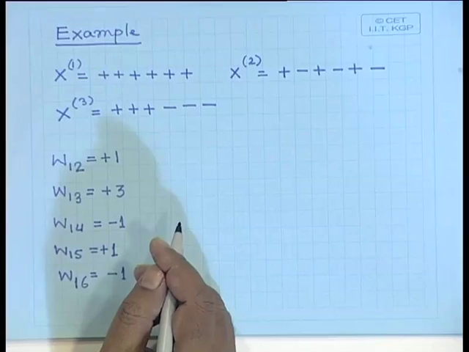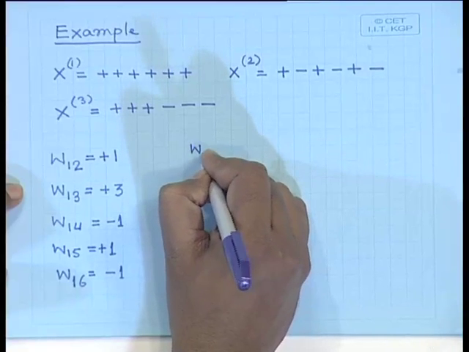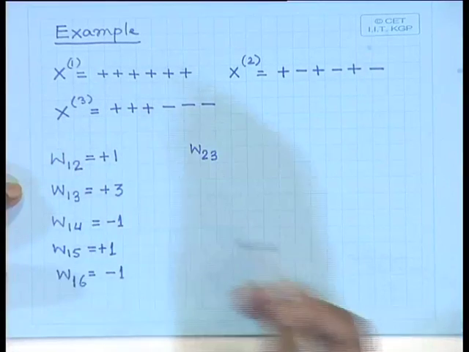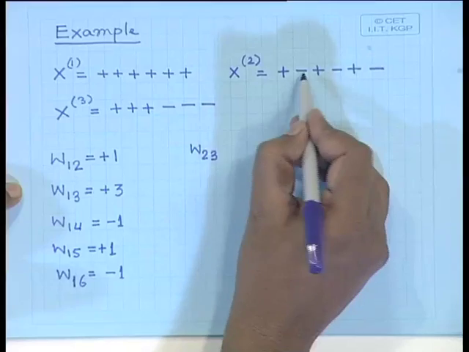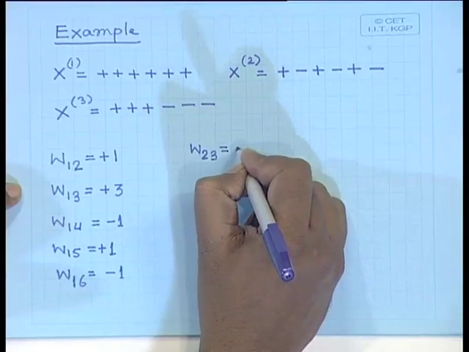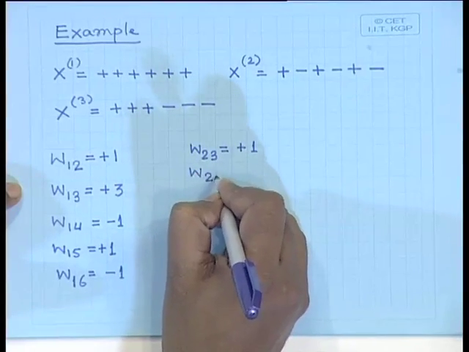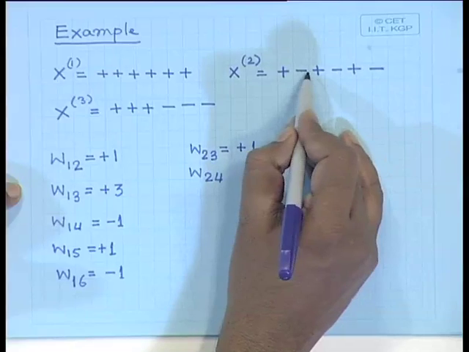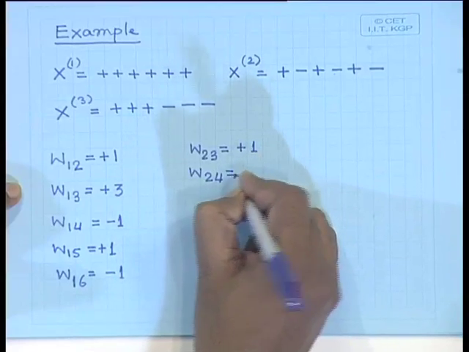So, likewise, you will find that I have to compute W23. I won't compute W21 because W21 is same as W12. W22 is equal to 0. So, I have to compute W23. So, second and third. Here it is plus 1, here it is minus 1, here it is plus 1. So, 1 plus 1 minus 1, W23 becomes plus 1. Similarly, W24, take the second and the fourth bit, here it is plus 1, second and fourth bit, here also it is plus 1 because both the bits are negative. Second and fourth bit, it is minus 1. So, that gives me W24 also equal to plus 1.